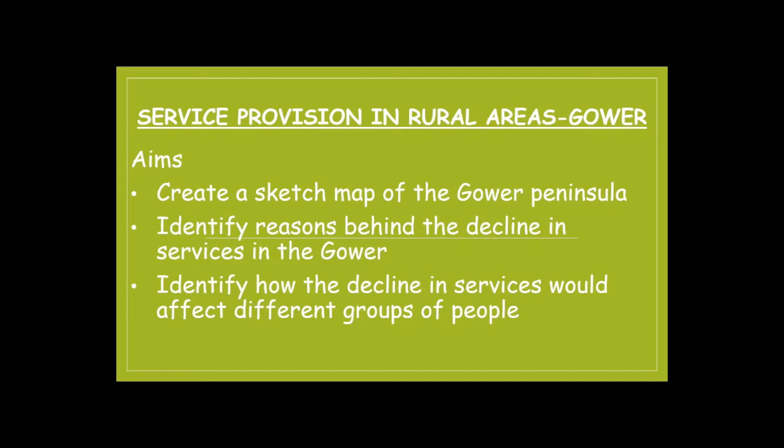Okay, we're then going to identify the reasons behind the decline in services in the Gower. So service provision in the Gower is going downhill. Why is that happening? And then if services are declining, what impact is that having on the different groups of people that live in the Gower? So go ahead and pause the video here a moment and write down today's title, please, and we'll get going.